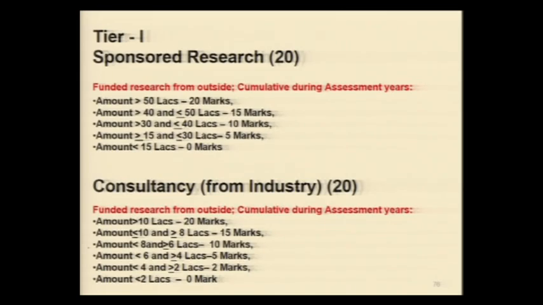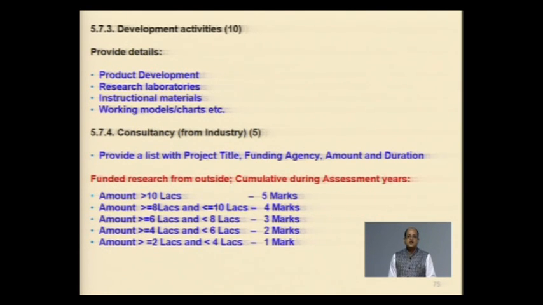These are the marks for tier 1 sponsored research. So that 4 to 20 has now become 15 to 50. The only thing is, because tier 1 institutions are expected to get better quality and high-end sponsored research, the amount which was restricted at 20 lakhs has now gone to 50 lakhs in case of tier 1. Similarly, but the consultancy amount has not been changed.